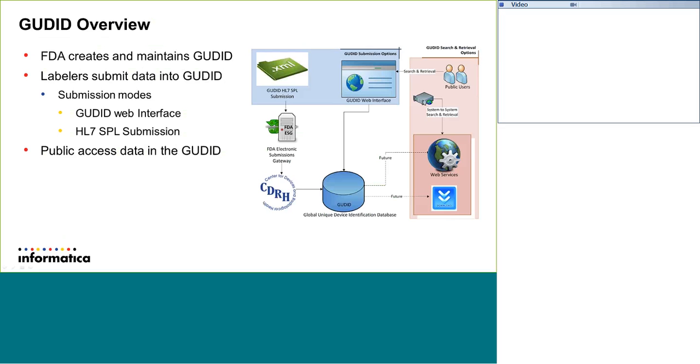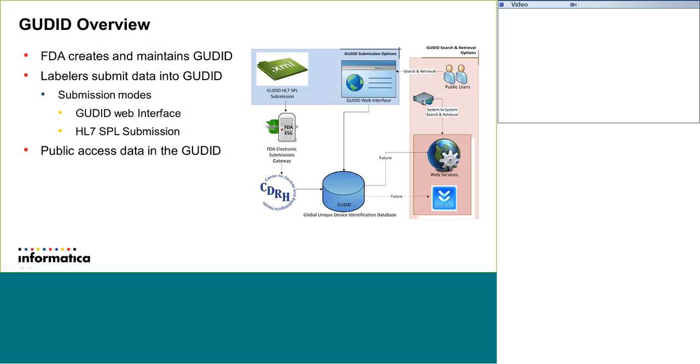As mentioned earlier, the GUDID serves as the FDA's repository of key device identification information. The GUDID provides two standard-based submission modes for submission of device identification information. One submission option is a structured input via the GUDID web interface. It requires manual data entry of one DI record at a time and is geared for low-volume submitters. The second option is using HL7 structured product labeling submission via the FDA Electronic Submissions Gateway. This option allows submission using XML files and is geared to high-volume submitters. This is also the submission mode addressed by the Informatica B2B Accelerator.